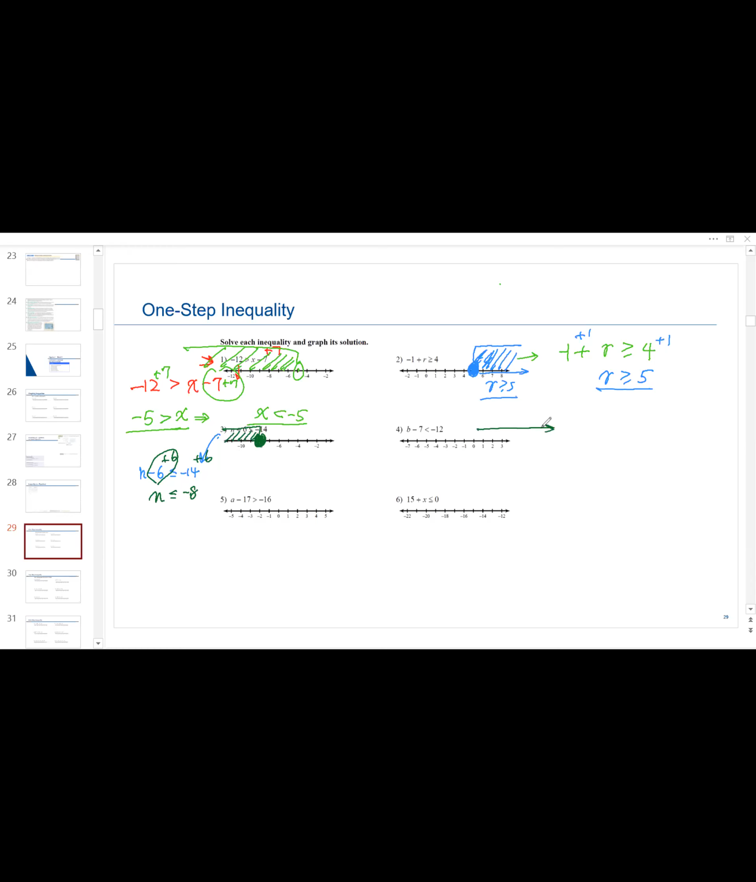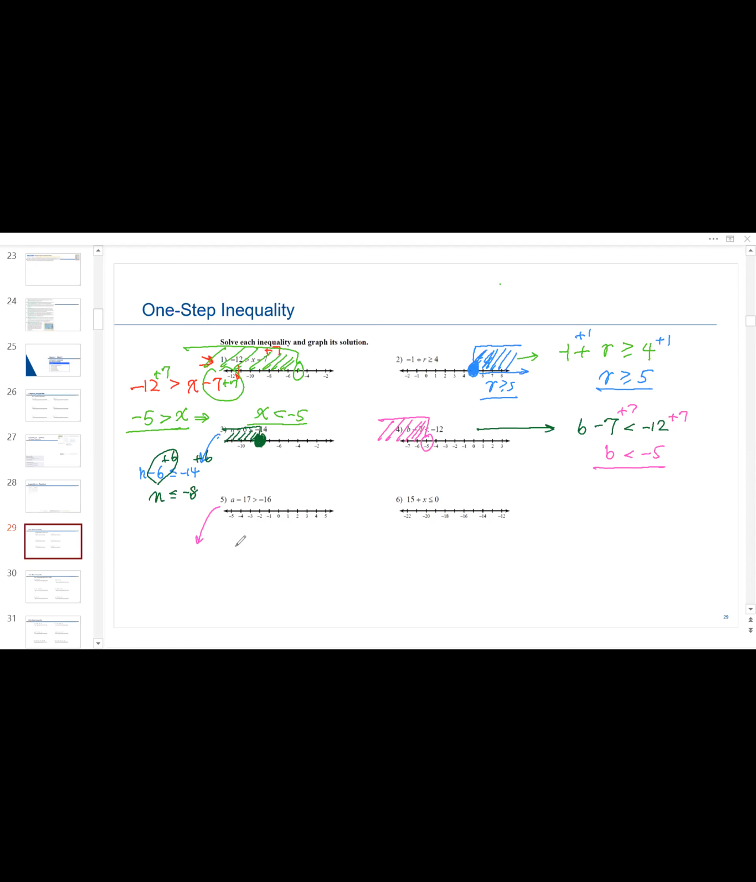All right, let's see this one. b minus 7 less than negative 12. So what you need to do? Both sides plus 7. Both sides plus 7. So left part is b less than negative 5. All right, so find negative 5 first. Less than is the left part. They didn't include equal, so make this unfilled. So it's this area. Right.